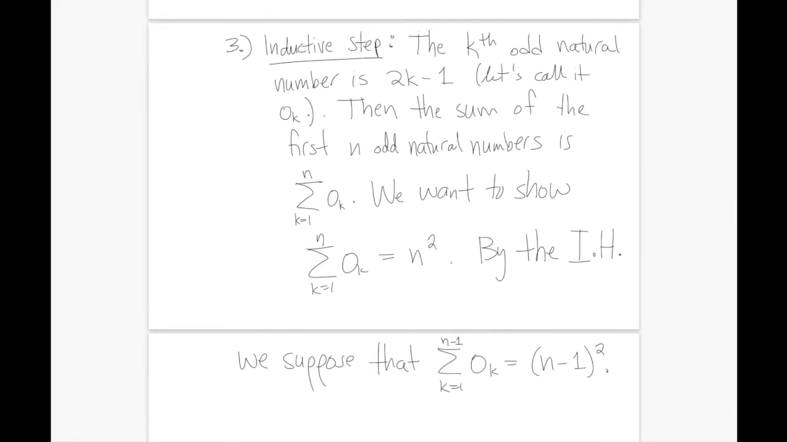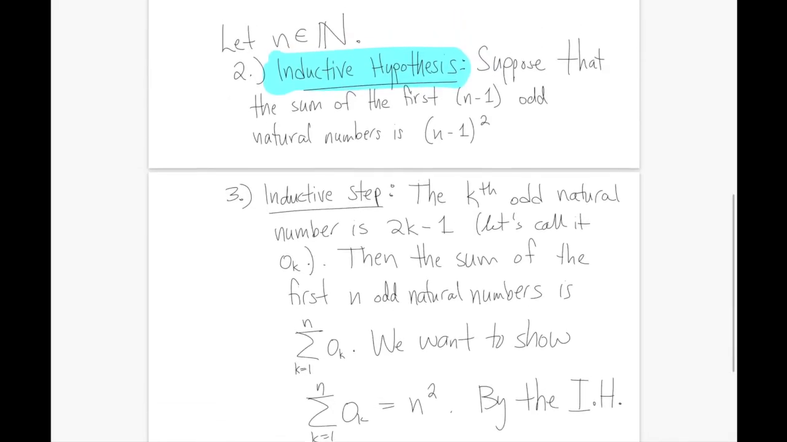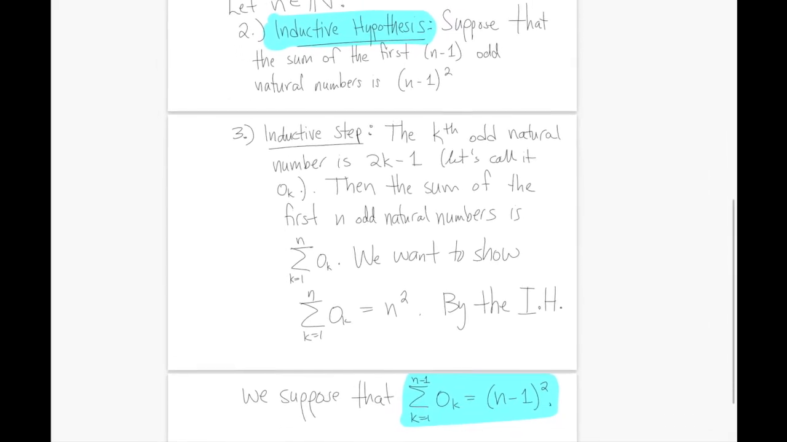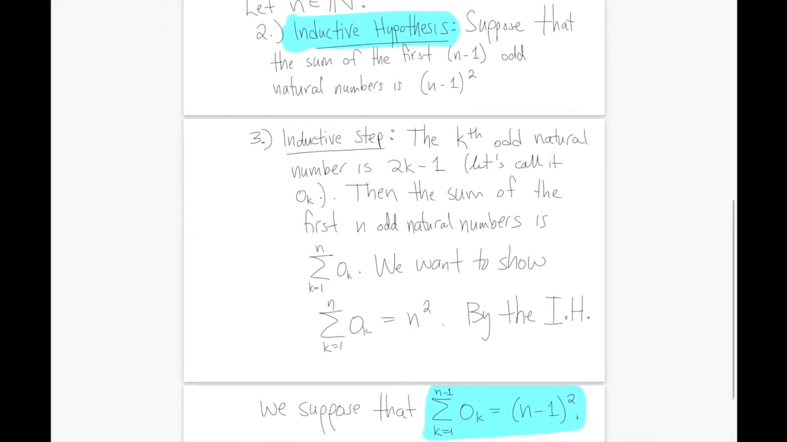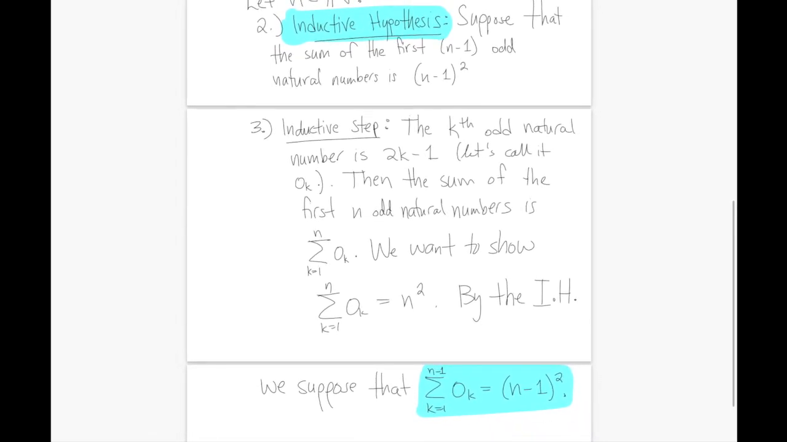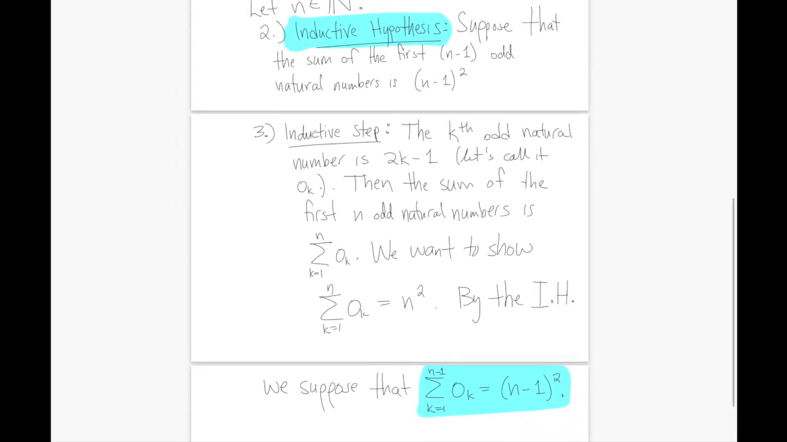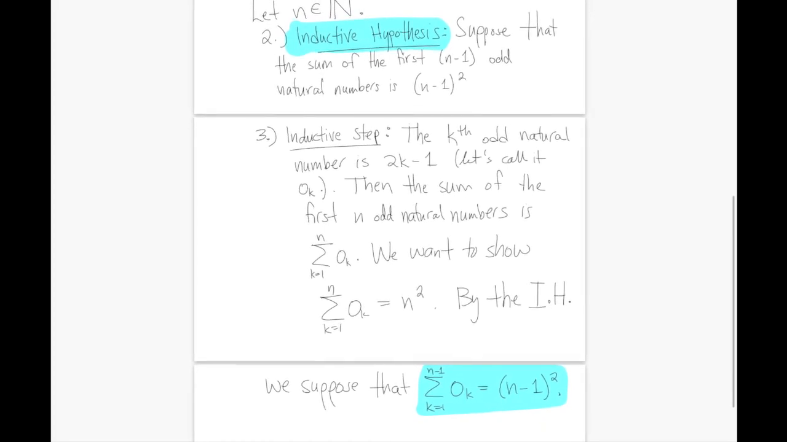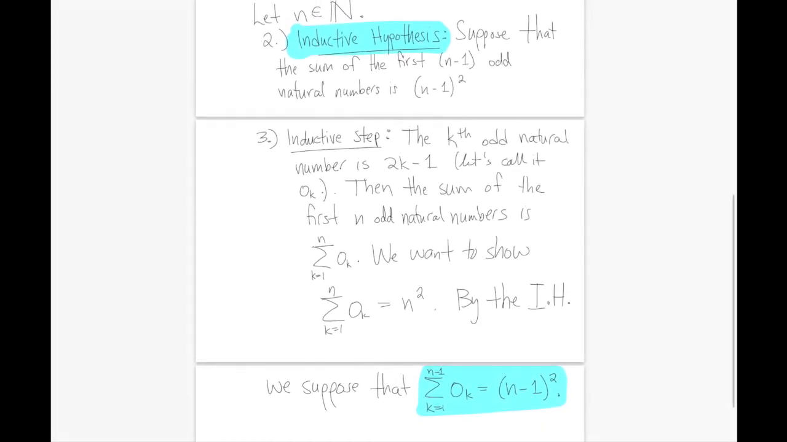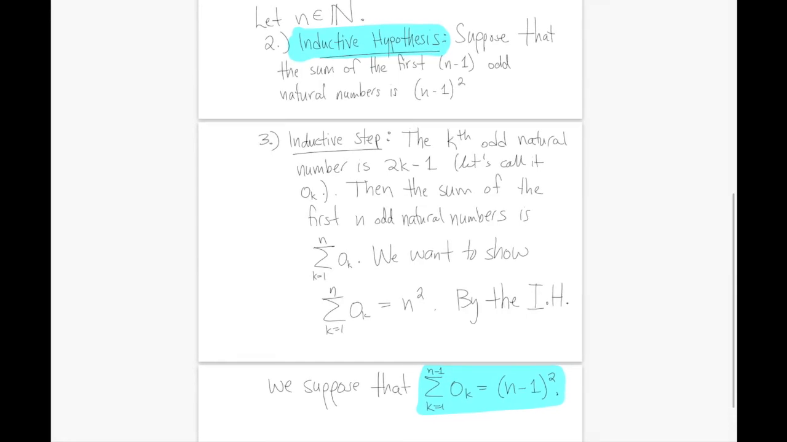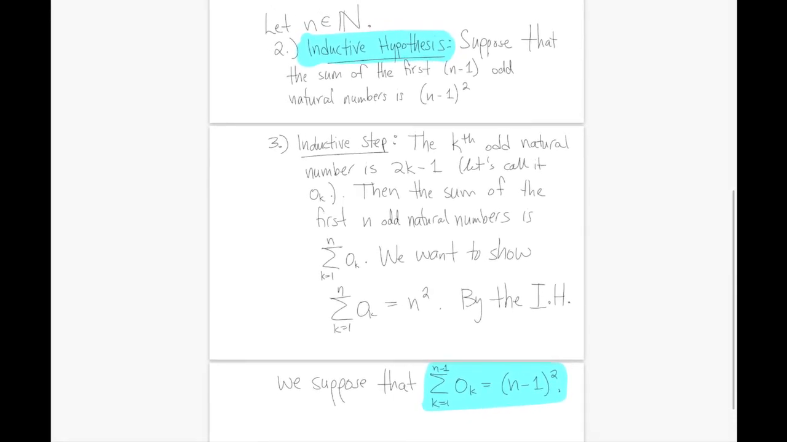And see if you can convince yourself that this thing here is the same thing as the inductive hypothesis highlighted in blue there. Let me try and keep those both on the screen. You're supposed to see that the sum of the first n minus 1 odd natural numbers is in fact n minus 1 squared. That's what we're supposing is true.